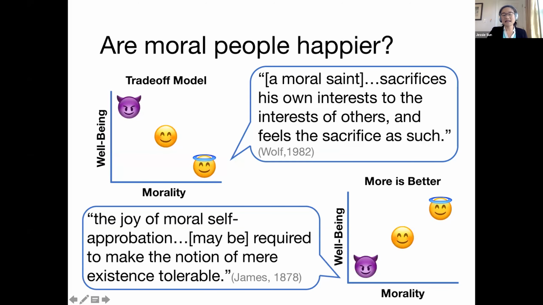Another perspective is that people have an intrinsic need to feel moral. And so in this light, perhaps morality and well-being go hand in hand. To answer this question, I decided to use reputation-based measures of moral character in two studies.